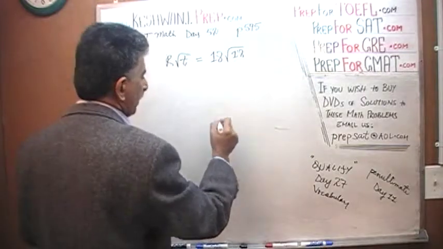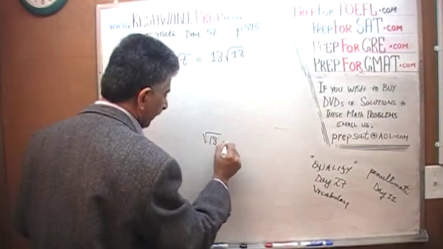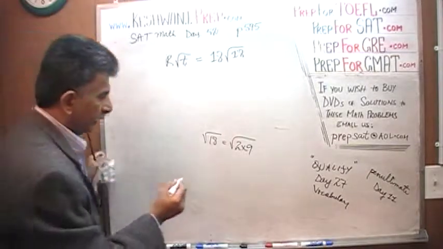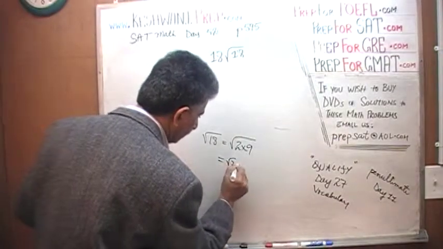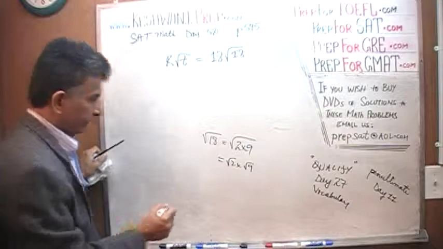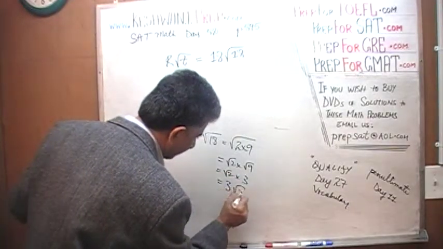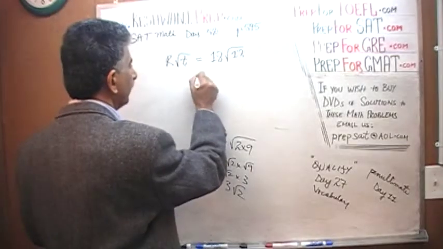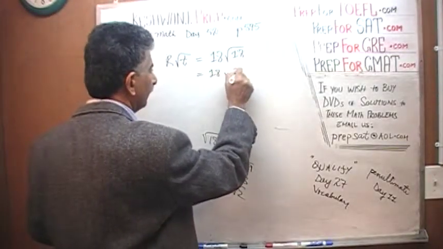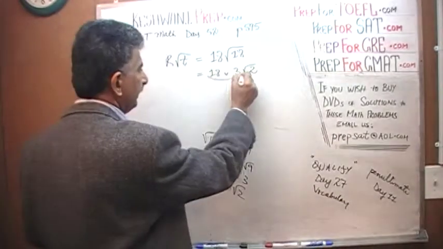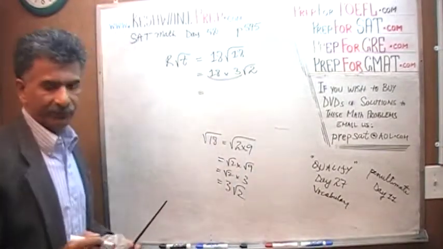So how can we write root 18? Root 18 can be written as root 2 times root 9, and that can be written as root 2 times 3, which is the same as 3 times root 2. So that's what we're going to do here: 18 times 3 times root 2. And now we have 3 times 18. How much is 3 times 18?